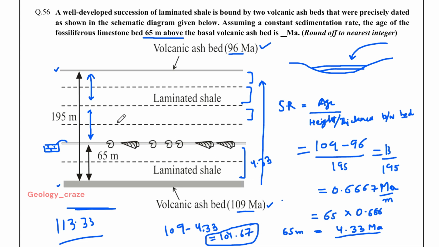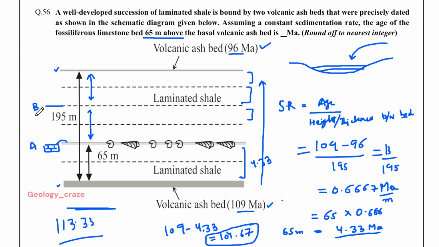In a similar way, suppose this is our A boundary and this is our B boundary. Then it is 2 times 65. So multiply by 2 here and subtract that value, and we will get the age for B. Now this is a long method.